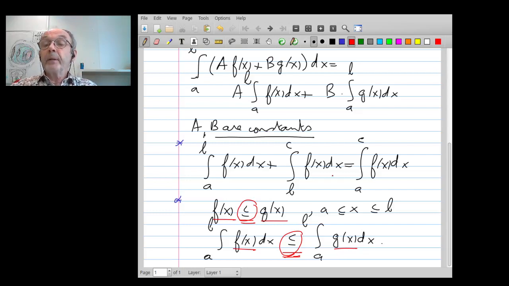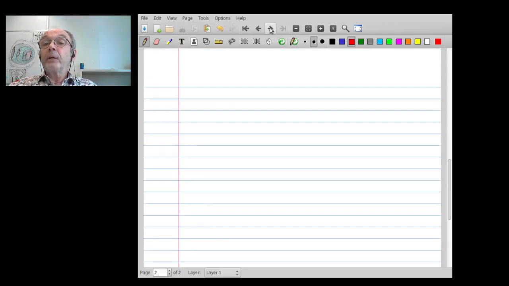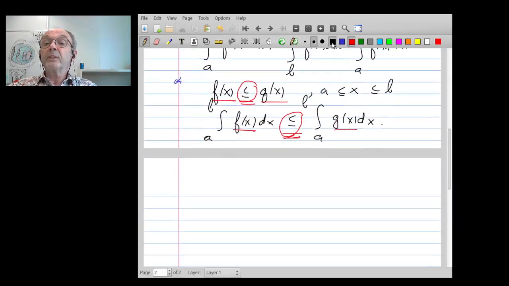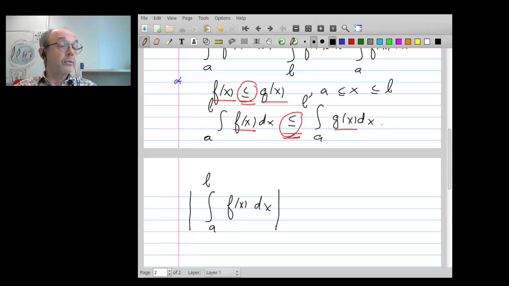Very often maybe you cannot integrate, or it is too difficult, and then you are only interested in some bound of your integral, so that you know it is less or equal to something.